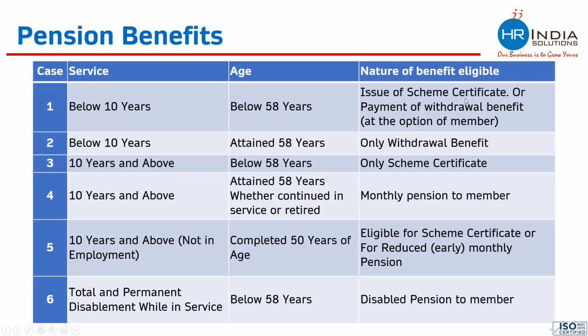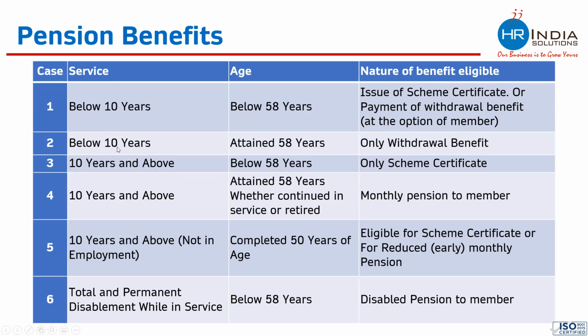Yes, sir. He can apply for a scheme certificate, or he can withdraw the entire amount from his pension scheme. So both options are there. He cannot apply for the pension, but he can withdraw, or he can apply for a scheme certificate if he is not withdrawing that amount. This is the first case where the service and age are both below the eligibility criteria.